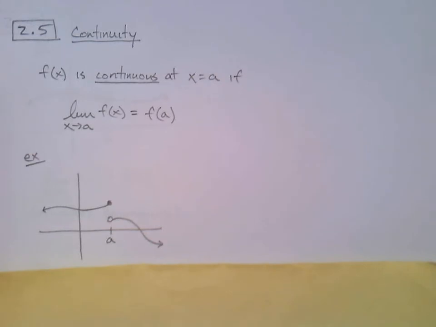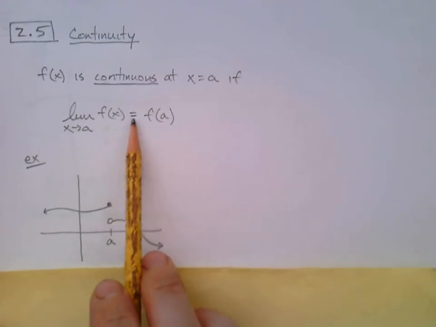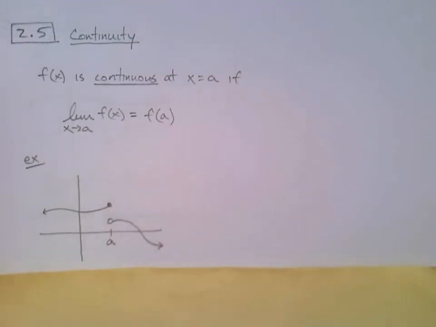So the question is, would this function be continuous at a? And just using your intuition, you might say, no, that's not continuous. It has a jump, right? There's this break. And that's absolutely right. But exactly why? If we're looking at this definition with the limit equals f of a, what is that all about?